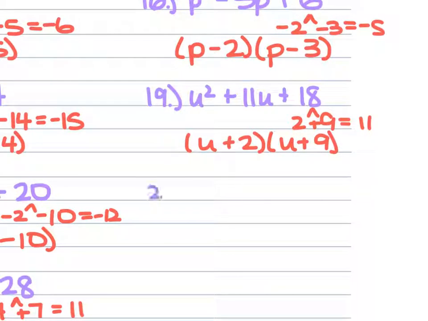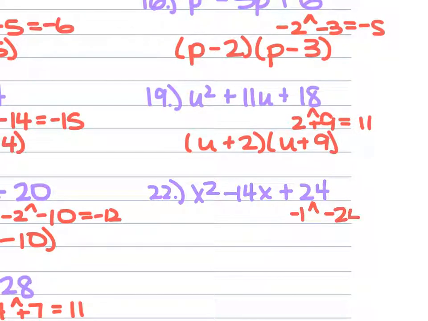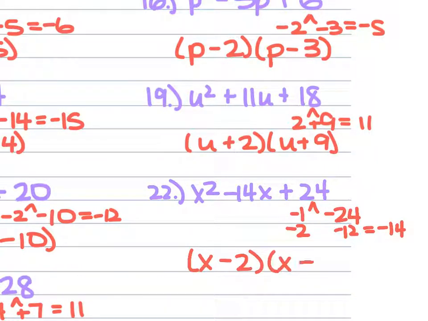For 22, they give us x squared minus 14x plus 24. So your factors of 24 that add up to be negative 14. If you don't know off the top of your head, list them out. Negative 1, negative 24. Negative 2, negative 12. Well, that's going to give us a negative 14. So we're going to have x minus 2 times x minus 12.